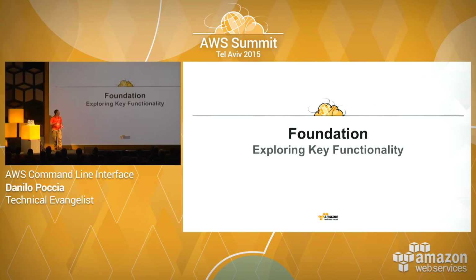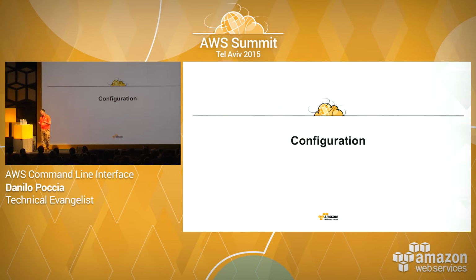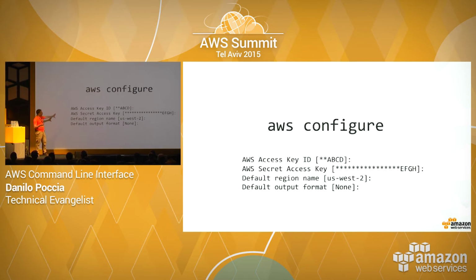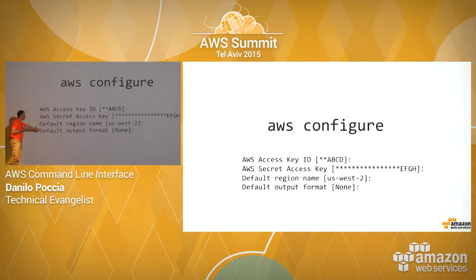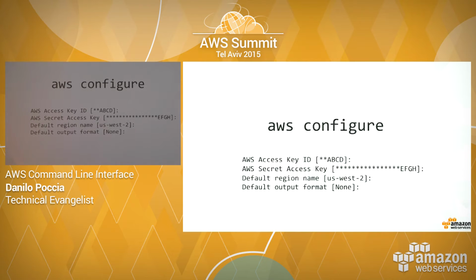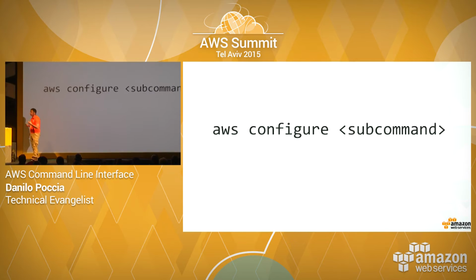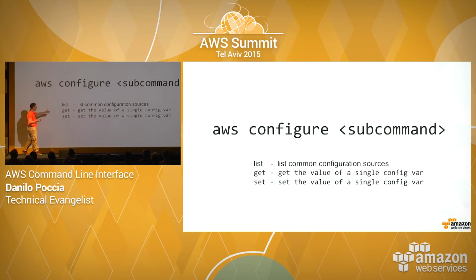So let's see what are the basic functionality that you can get from this command line interface. Because we say that you can run the configuration, but actually the configuration is much, much more powerful than what I just said. Because this is the basic configuration. So you put the access key, the secret key, and the default region and the output format. Actually, the configure command is more powerful, and you can put other subcommands. And the most common subcommands are list, get, and set.